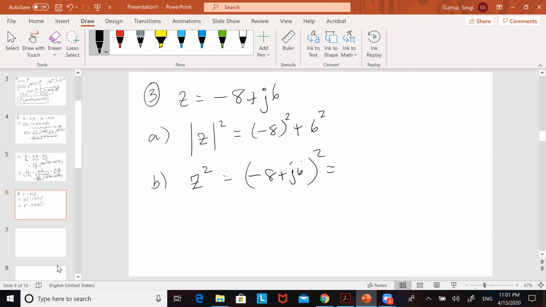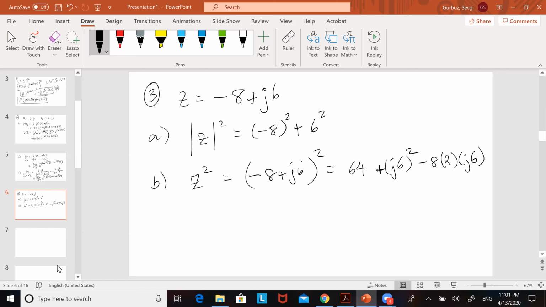Then you would get -8 squared, which is 64, plus j6 squared. And then we would have the cross term, which is going to be 2 times the product of these two terms. So it's going to be -8 times 2 times j6.